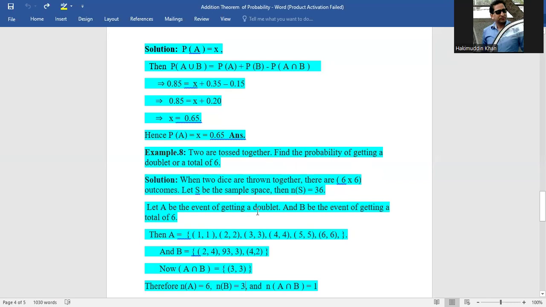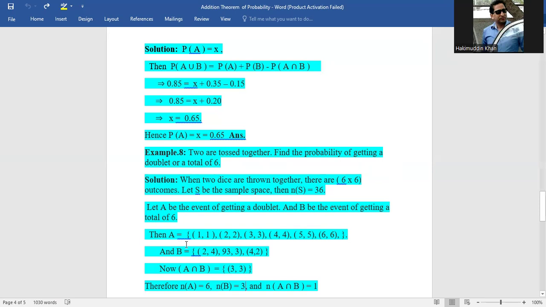Let A be the event of getting a doublet and B be the event of getting a total of 6. तो we assume two events. So हमसे दो event के बारे में पूछ रहा है ना यहाँ पर. Find the probability of getting a doublet or a total of 6. So we assume A, let A be the event of getting a doublet and B be the event of getting a total of 6.